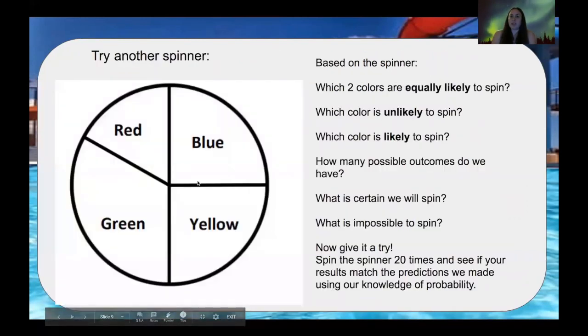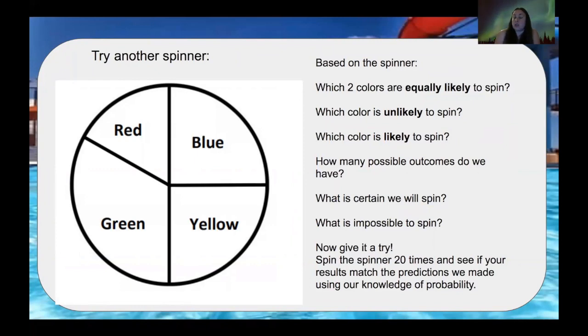All right, so now we have another spinner. Our next spinner is not exactly the same as the last spinner we had. So based on this spinner, before we even spin, which two colors are equally likely to spin? Which color is unlikely to spin? Which color is likely to spin? How many possible outcomes do we have? What is certain we will spin and what is impossible to spin? All right, so take a moment, push pause, and see if you can answer those questions before you go ahead and give the spinner a try.